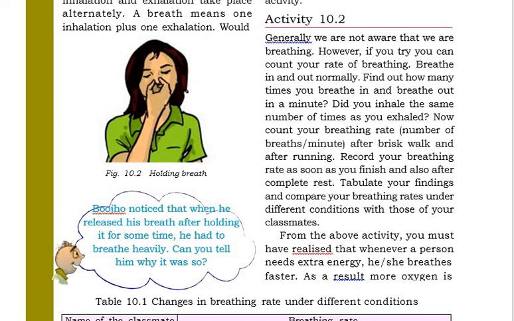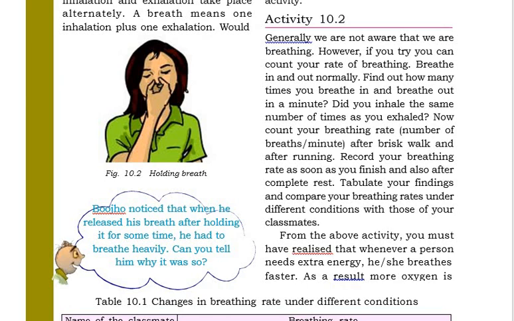Tabulate your findings and compare your breathing rate under different conditions with those of your classmates. So like that you can take 2-3 friends. They also first note down their normal rate. Then after a brisk walk or after running, suddenly take the breathing rate, and after rest take the breathing rate. So you can compare it with each other.